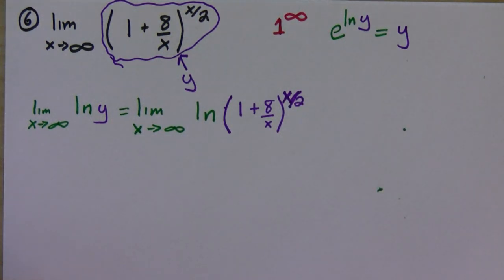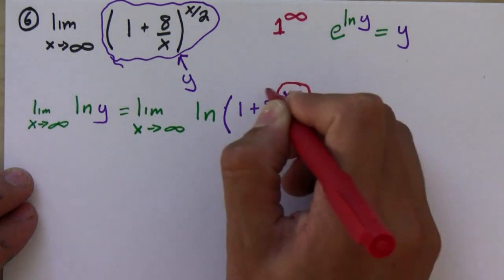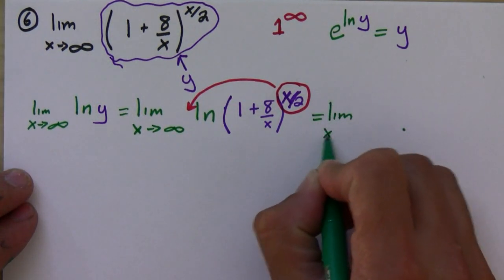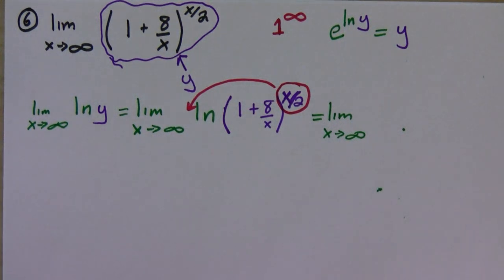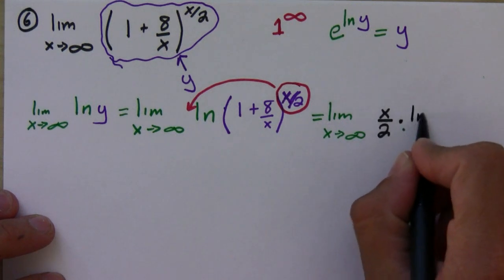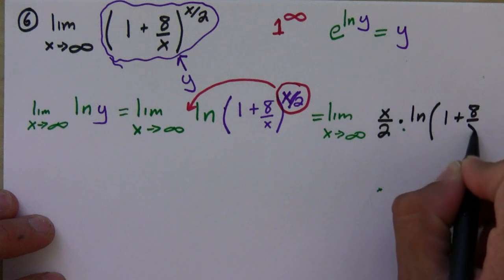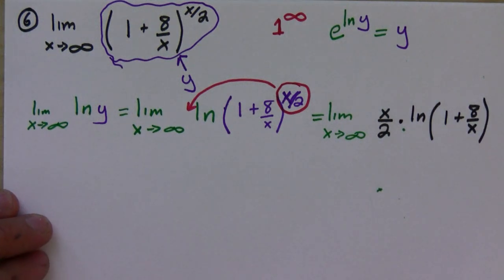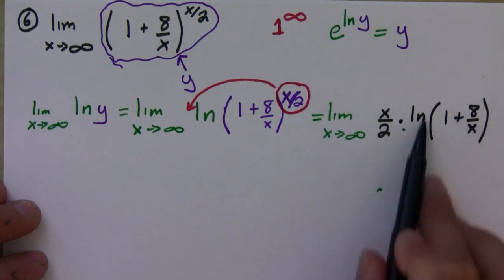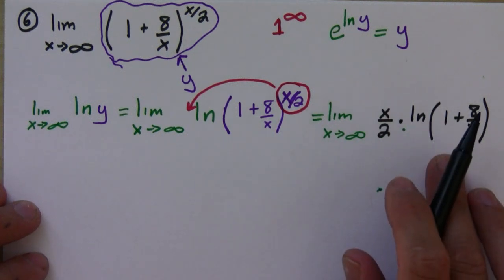This one's a little bit less labor intensive than the other one, I think. But remember, now this is going to allow us to bring the x over 2 down. So this is equal to the limit as x approaches infinity of x over 2 times natural log of 1 plus 8 over x. Notice that what we have is infinity times 0, since the natural log of 1 is 0, which is indeterminate.